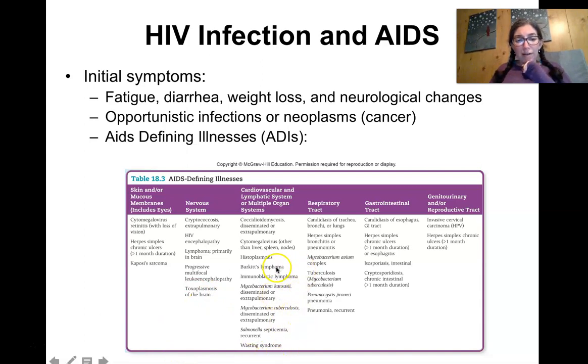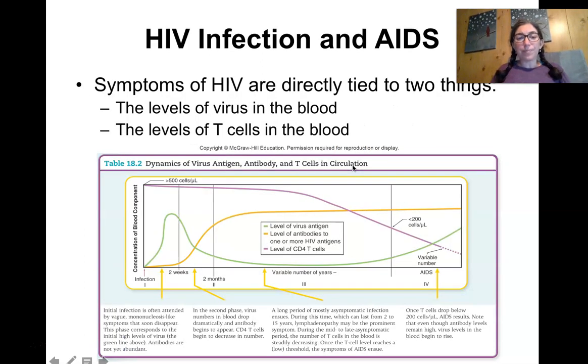Some other ones that are on here that are good: Burkitt's lymphoma and Kaposi sarcoma. Those are cancers that really only show up in people who are severely immunocompromised, aka have AIDS.